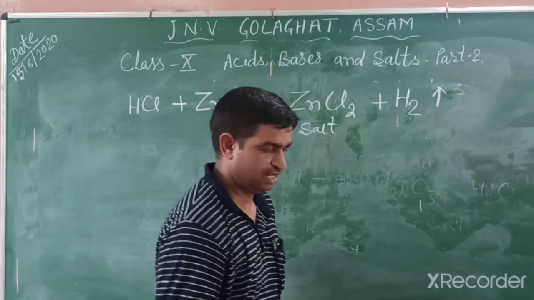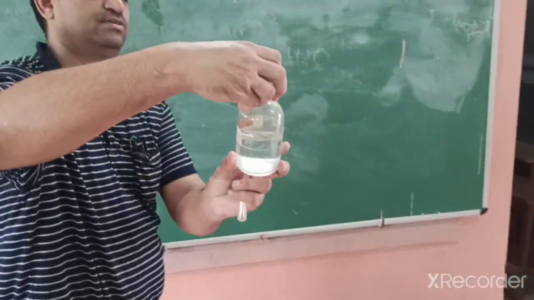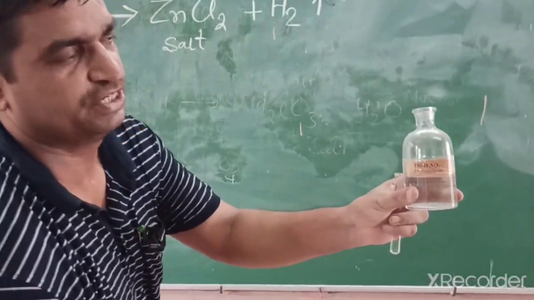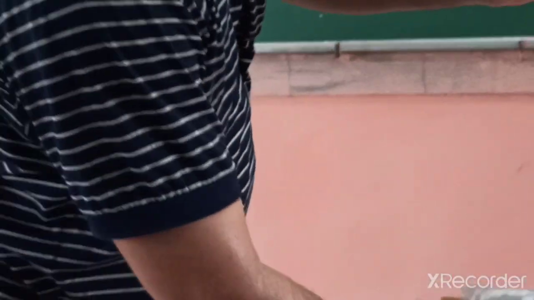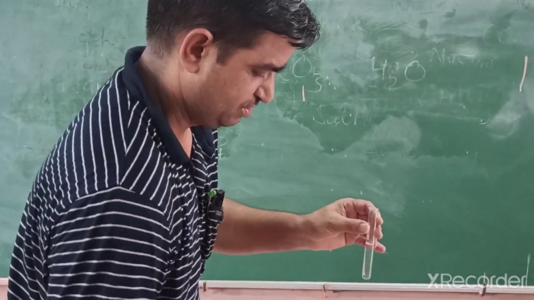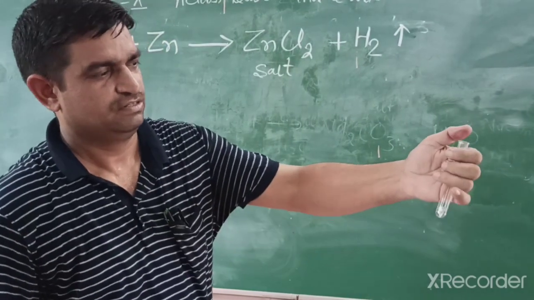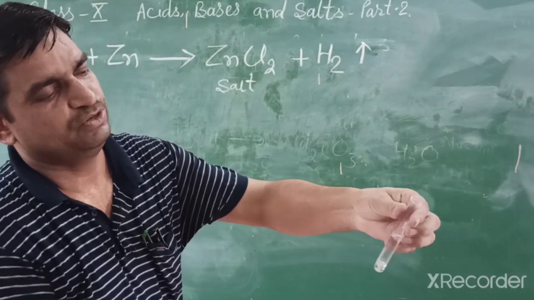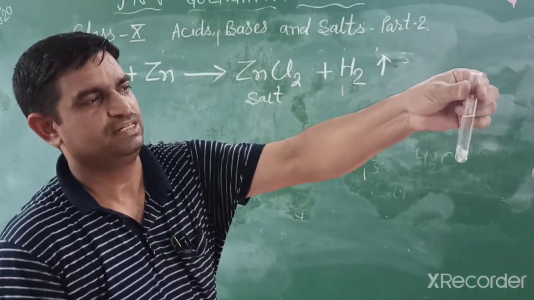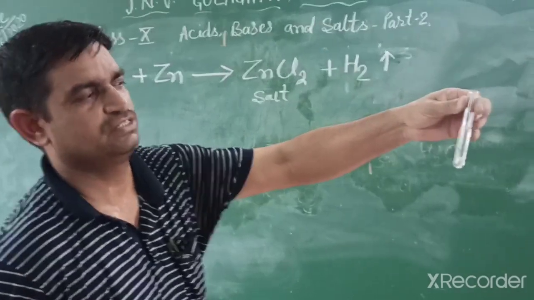A similar reaction also occurs with another acid, that is sulfuric acid. This one is dilute sulfuric acid. If you place dilute sulfuric acid in this test tube and put zinc granules in it, it reacts slightly after some time. Why? Because of the upper shining surface, and then it starts to react. Bubbles increase. So this gas is also hydrogen gas.